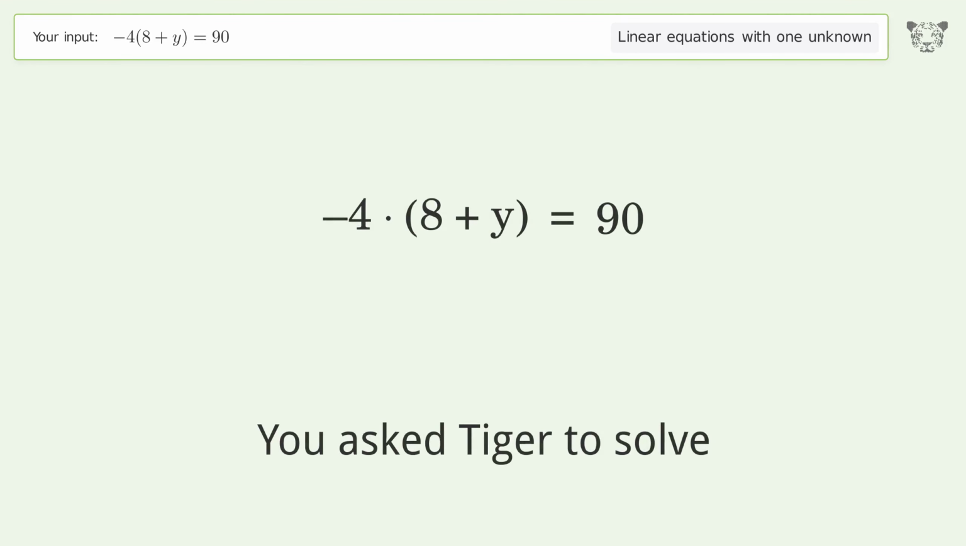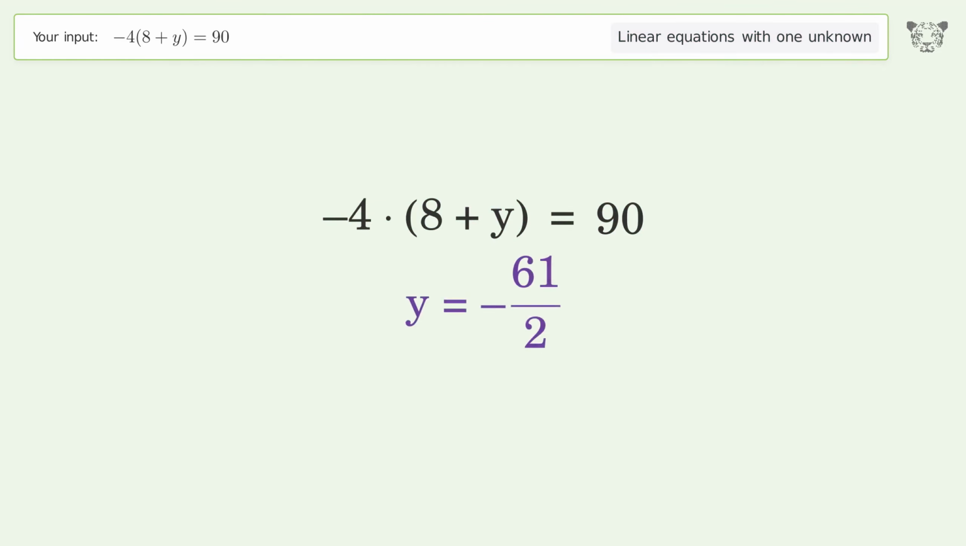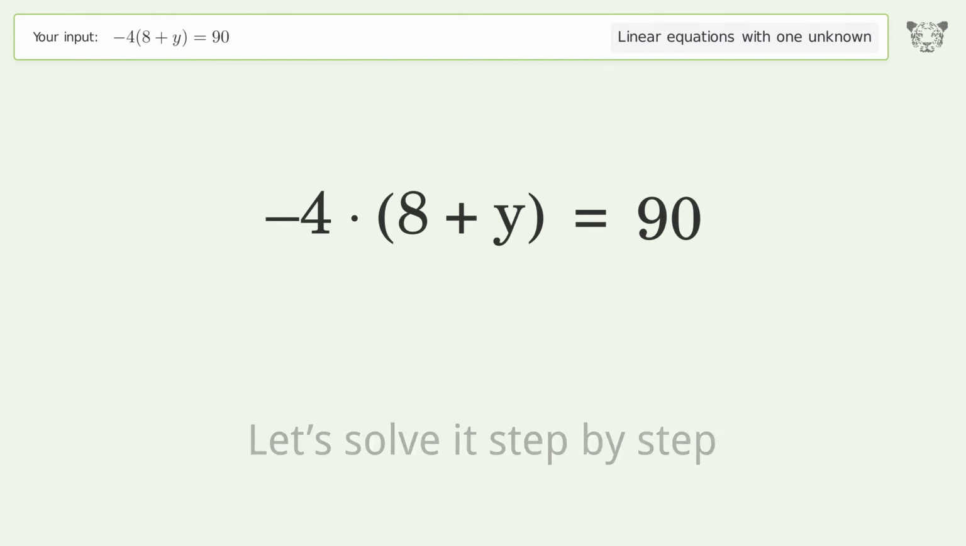You ask Tiger to solve. This deals with linear equations with one unknown. The final result is y equals -61/2. Let's solve it step by step.